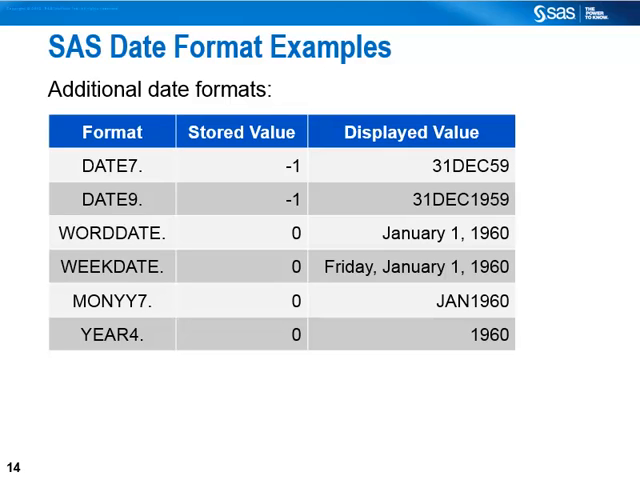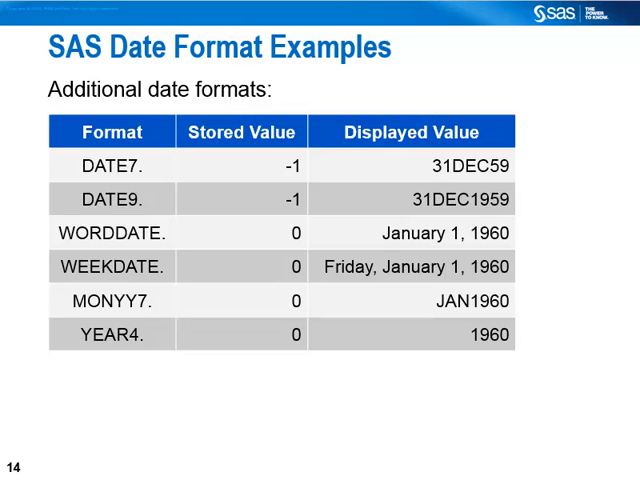SAS date format examples. Those were the numeric representations of the dates. Now if we have to write the dates in the English word format, like December, January, then we have other ways to apply these formats. So for that, if we talk about date 7 period and the stored value is -1, that means it's 1 day prior to the base date, that would be 31st December 59.